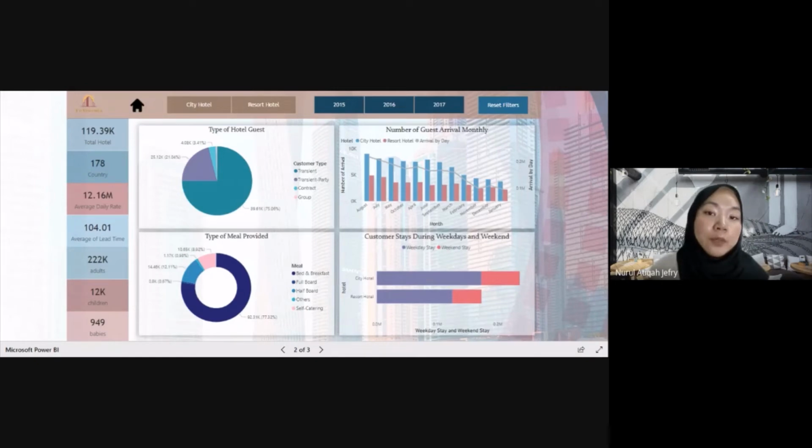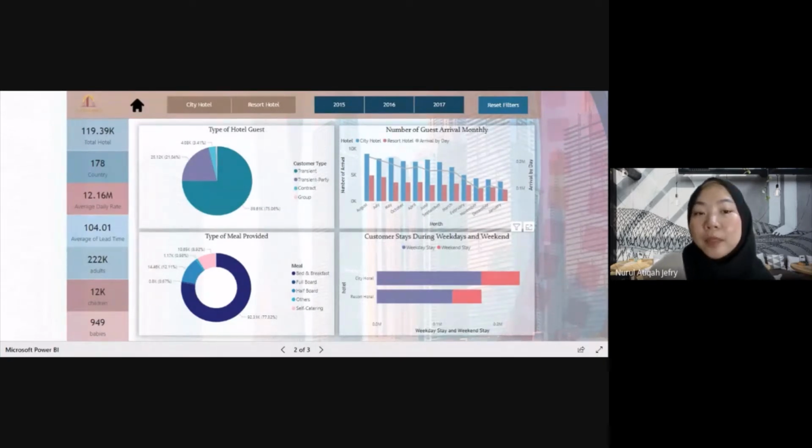The knowledge that we get from this graph is that the number of stays in city hotel is higher compared to resort hotel. As we can see, the total number of stays in city hotel is 250,000, while for resort hotel, the number of stays is 175,000. Next, the number of stays on weekends is higher than the number of stays on weekdays for both city and resort hotels. By looking at this graph, what we can conclude is visitors are more likely to stay in city hotel compared to resort hotel and tend to stay on weekends compared to weekdays.